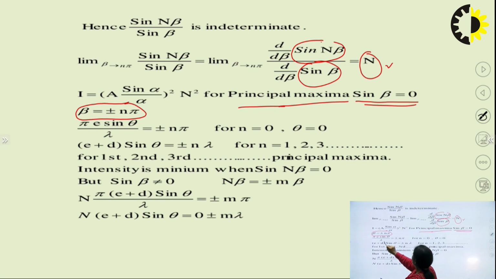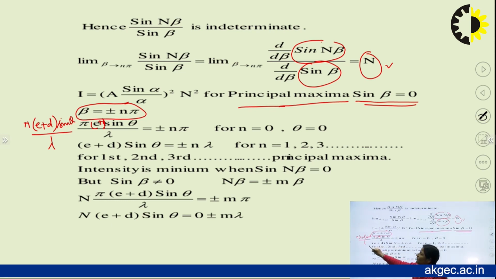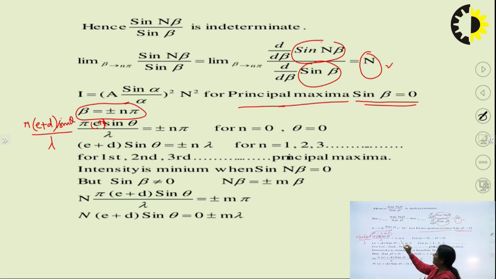So here we will have what? Here we will have pi, and then E plus D must be here. If you recall that expression where we had beta, that was 2 pi E plus D sine theta by lambda. So we will have here pi and E plus D. This is the expression which we must have here for beta. So we are having beta equals plus minus n pi, so actually we have pi E plus D sine theta by lambda equals plus minus n pi.